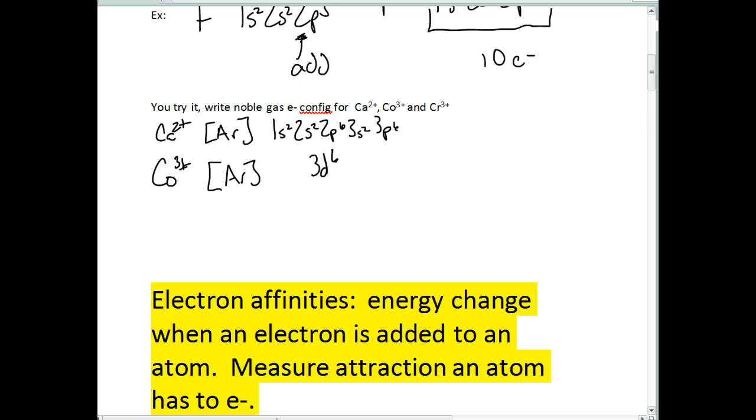The next one is the chromium ion, and we were doing chromium 3+. In its neutral form, chromium is once again going to be argon.